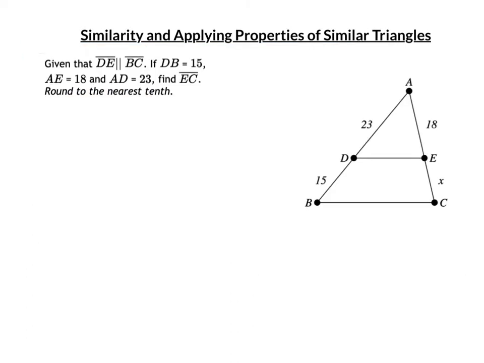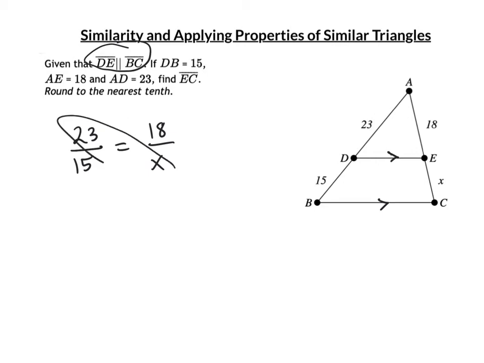To use the triangle proportionality theorem, it's just like similar triangles. You need to know that you have the sides parallel, so this one is parallel to that one, and then you can just make your ratios. 23 is to 15 as 18 is to x, and we'll cross multiply. 23x equals 15 times 18, and 15 times 18 is 270.